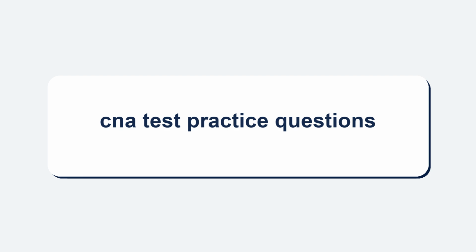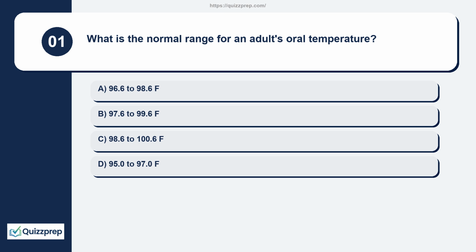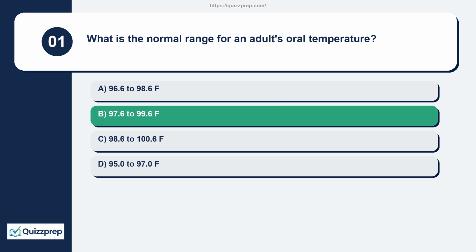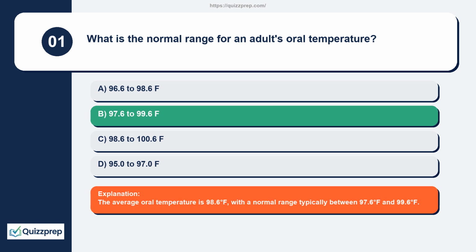CNA test practice questions. Question 1. What is the normal range for an adult's oral temperature? 96.6 to 98.6 F, 97.6 to 99.6 F, 98.6 to 100.6 F, 95.0 to 97.0 F. The average oral temperature is 98.6 degrees Fahrenheit, with a normal range typically between 97.6 degrees Fahrenheit and 99.6 degrees Fahrenheit.